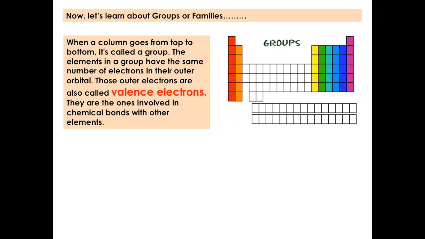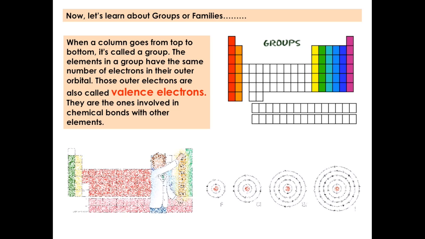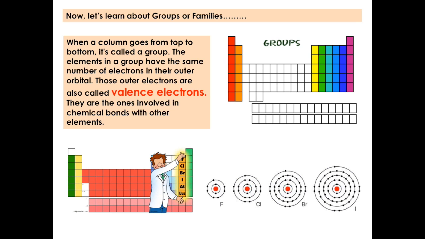Now let's learn about groups or families. When a column goes from top to bottom, it's called a group. The elements in a group have the same number of electrons in their outer orbital. Those outer electrons are also called valence electrons. They are the ones involved in chemical bonds with other elements. That's why they are so important.